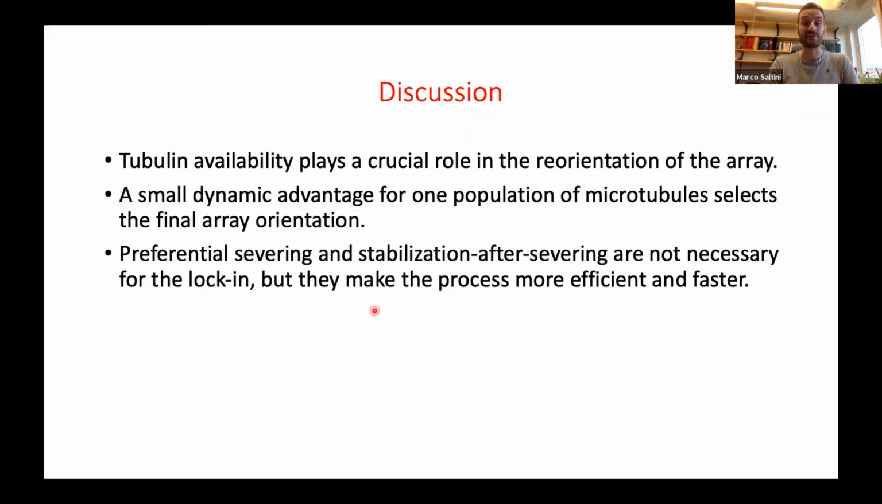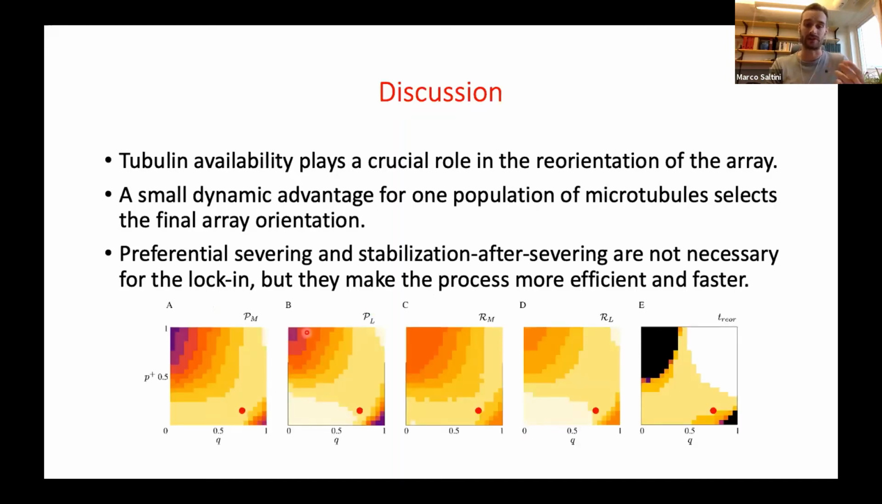So finally, as I said before, one can argue that preferential severing and stabilization after severing are not really important for this reorientation mechanism. However, taking a look at our data, we can observe that while it is true that they are not strictly necessary for the reorientation to occur, without them the reorientation may take a very, very long time. So preferential severing and stabilization after severing are still very important factors for this reorientation to occur in a fast way.